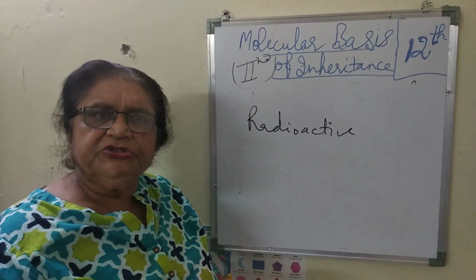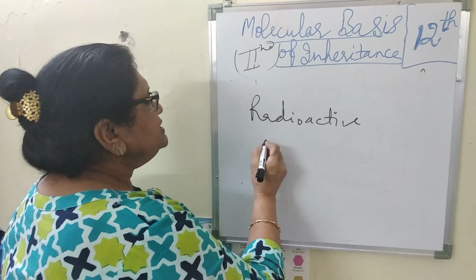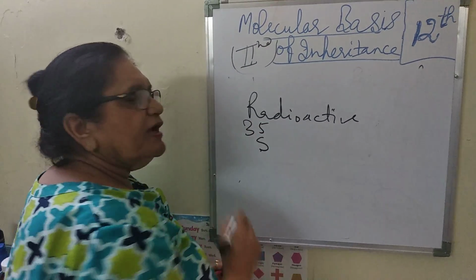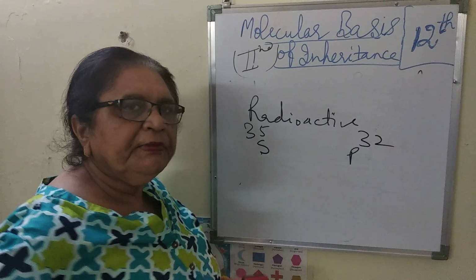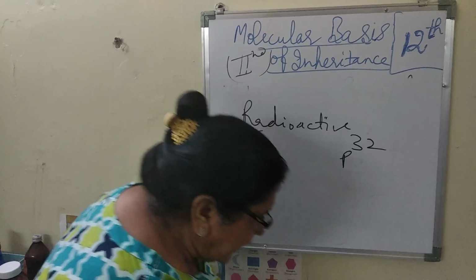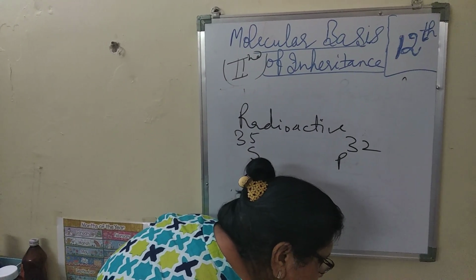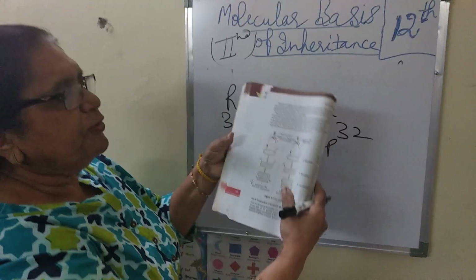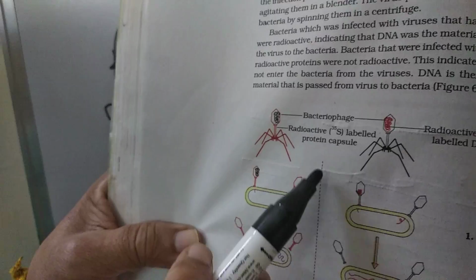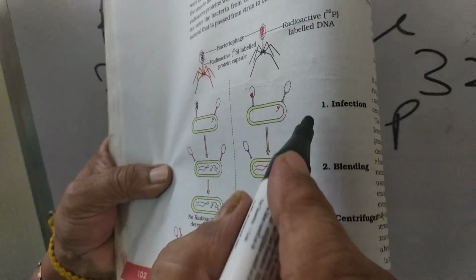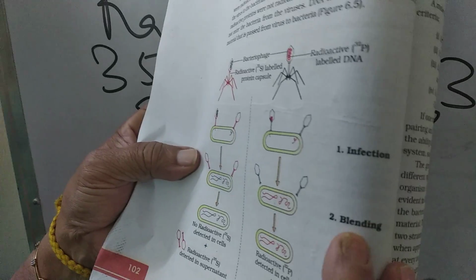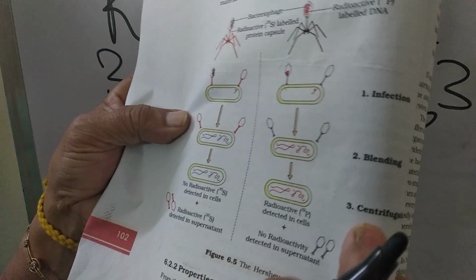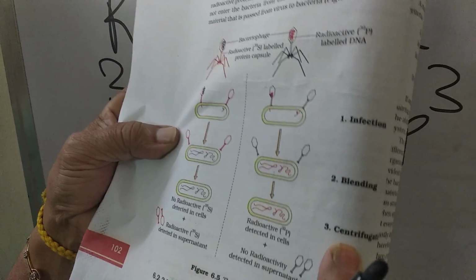So bacteria cultures were made. One culture with radioactive sulfur S35, and the second with P32. This culture was made, and this is the Hershey and Chase experiment. This is again important according to NCERT. What 3 steps do you have to write for the paper? One is infection, second is blending, and third is centrifugation.